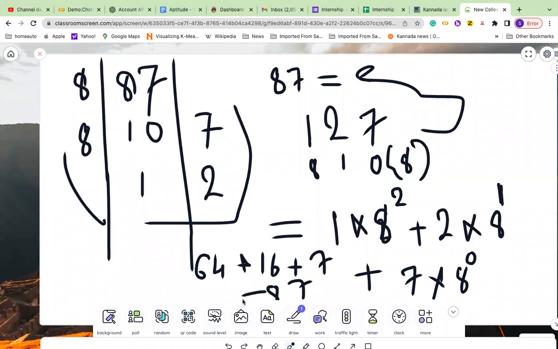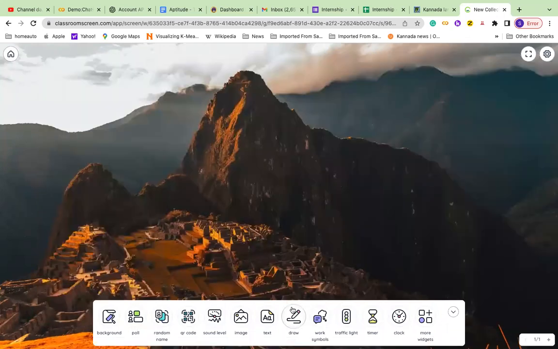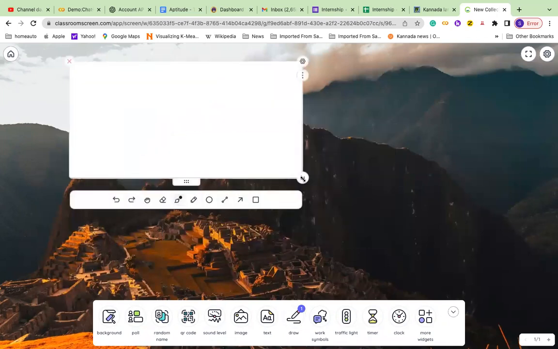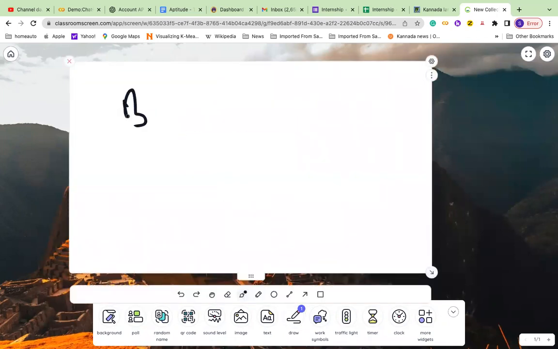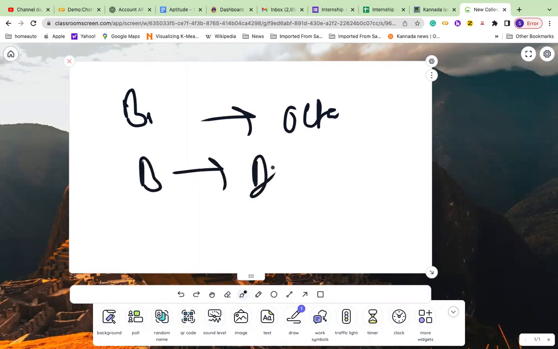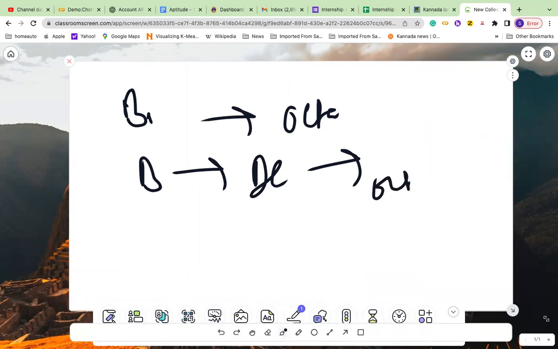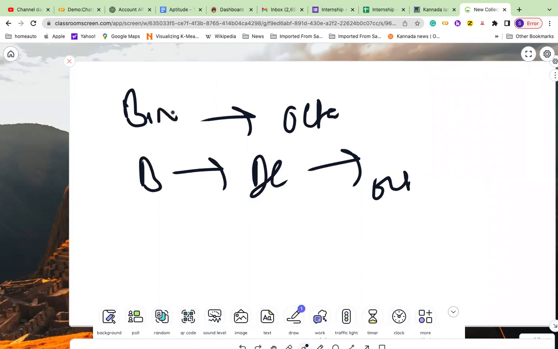Did you get this? How did we convert octal number to decimal number? Now sometimes they will ask this way: instead of asking about converting decimal, they will ask to convert binary number to octal number. Then how should we do? First convert binary to decimal and from decimal to octal. This is how you should take the steps. So binary to decimal, decimal to octal. That is one way.